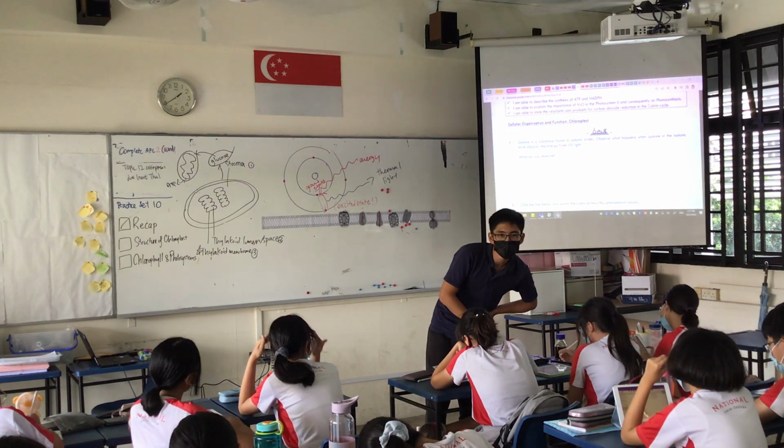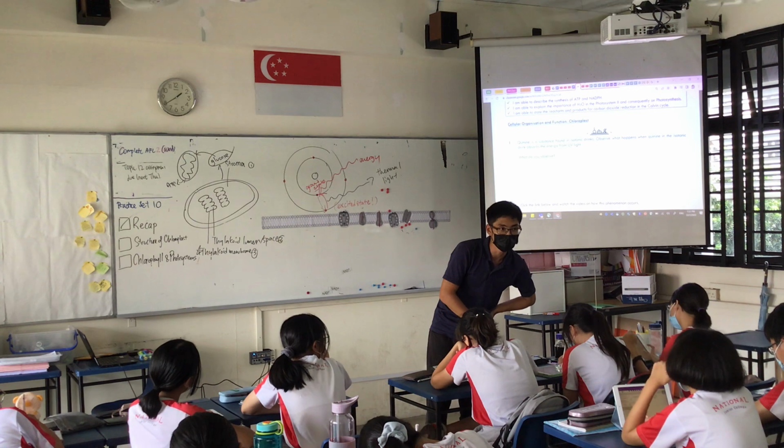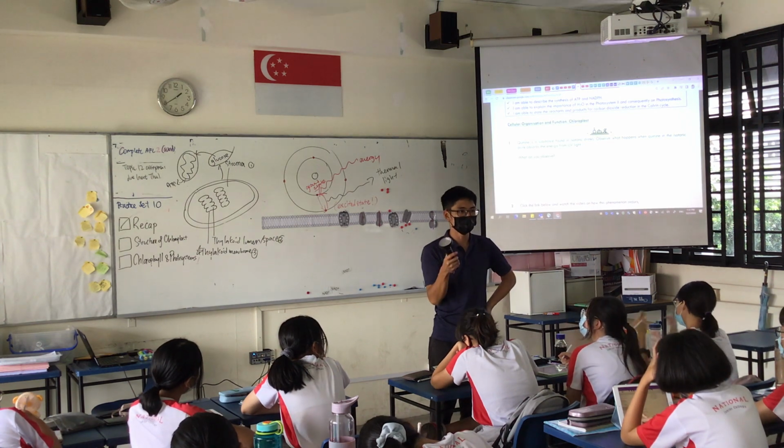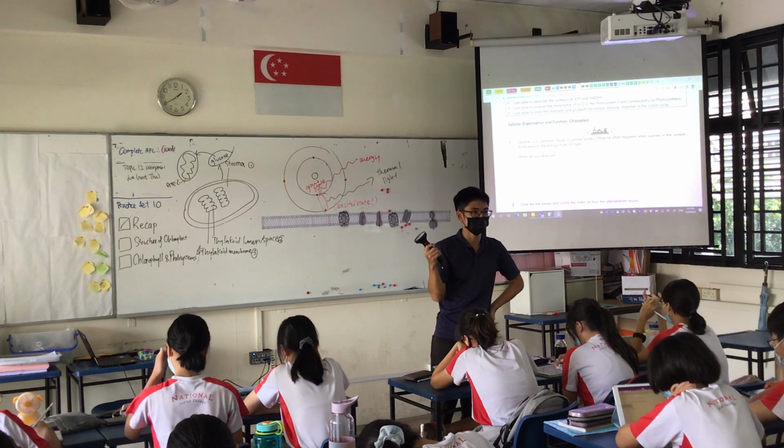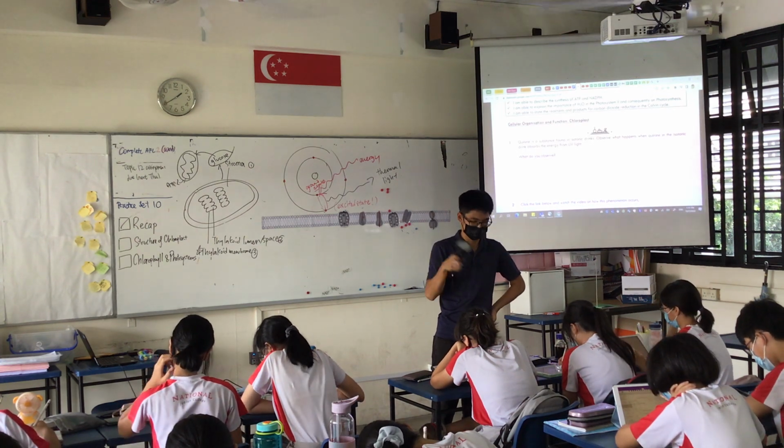What's the difference between black light and UV light? Black light and UV light are the same. So here I can call this black light also. Yeah. Another name for UV light.